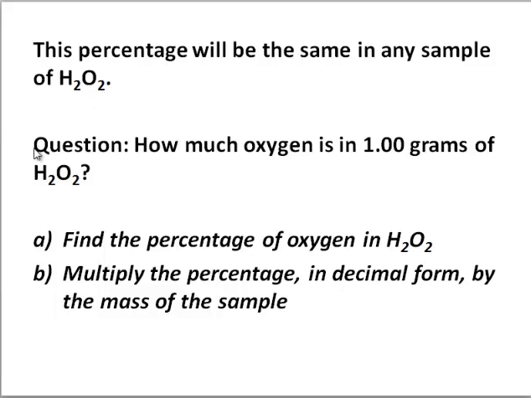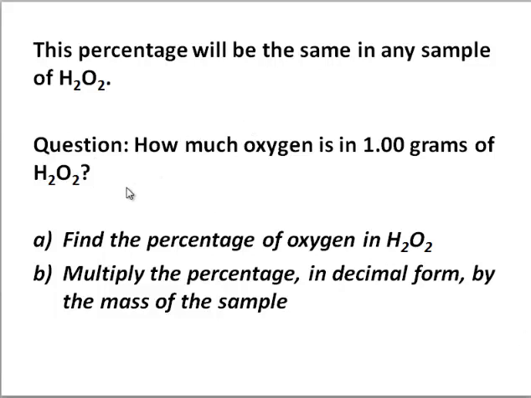Now, you might see a question such as how much oxygen is in 1 gram of H2O2? When you see a question like this and it asks how much, typically it means how much in grams. This is how you find the answer. Find the percentage of oxygen in H2O2. We just did that calculation. Multiply that percentage in decimal form by the mass of the sample. In other words, we can use mass percentages to answer a question like this.